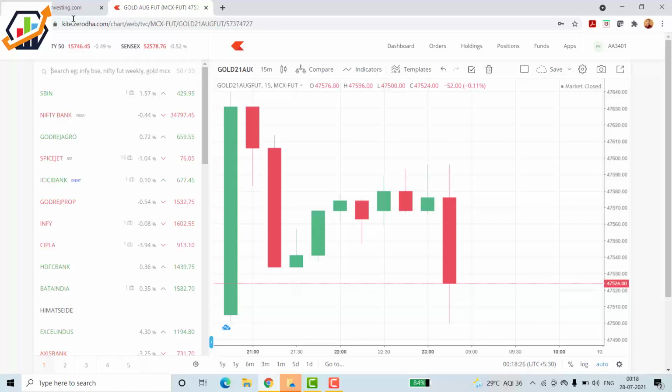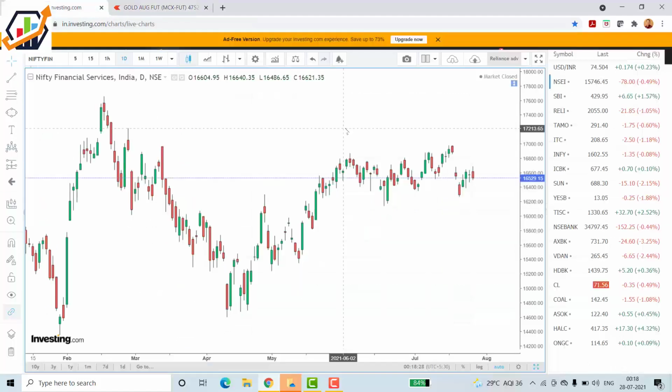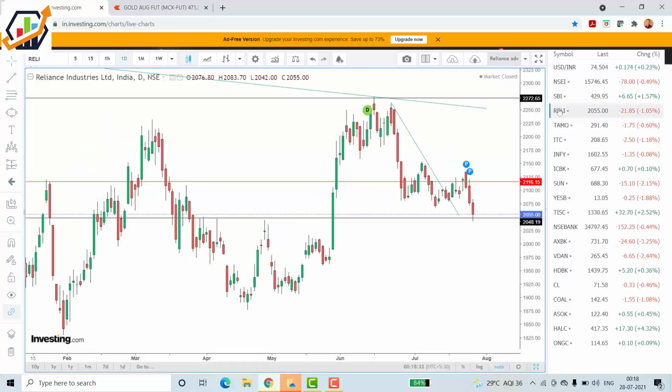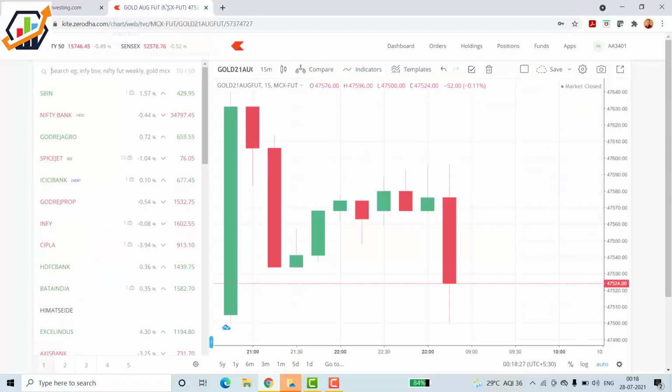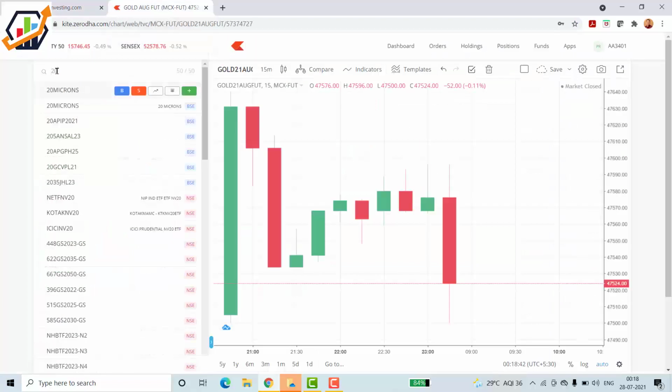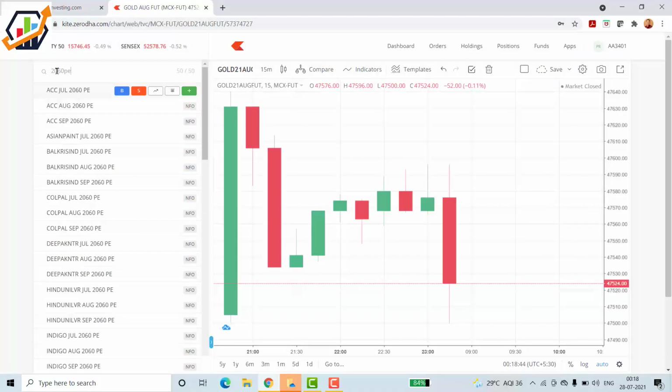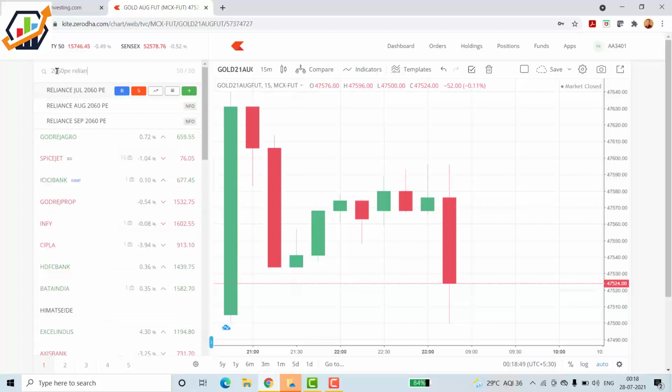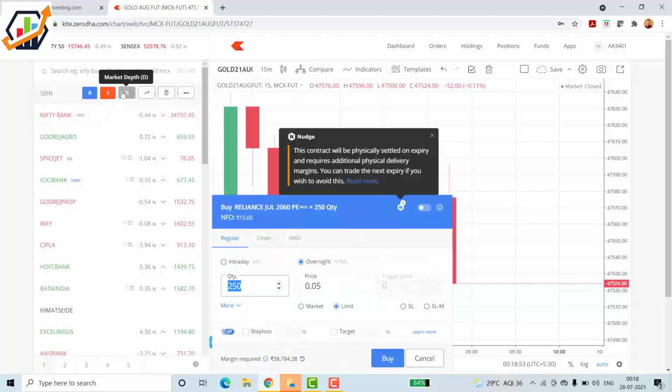Let's say if you got a bearish view on Reliance, let us say, you find that okay, Reliance is going down, I think it's going to go even below, and what you could do is you could actually take a put of 2060. Okay, so if you take a 2060 put, then you will say 2060 PE, and you say Reliance. Once you do that, you can buy a Reliance put.